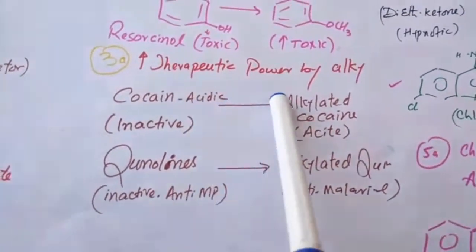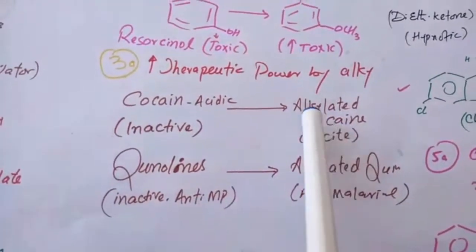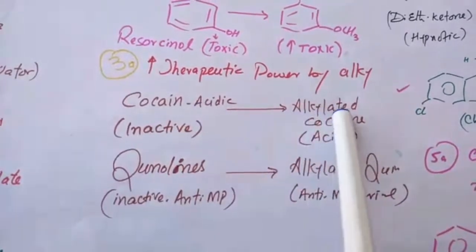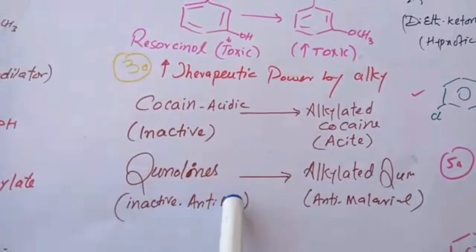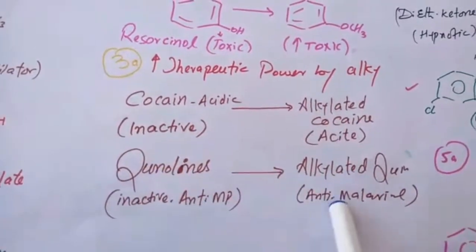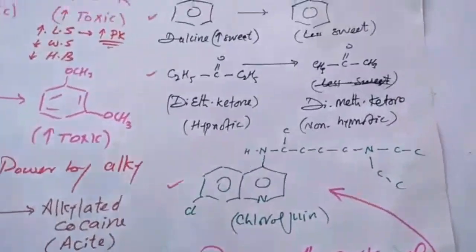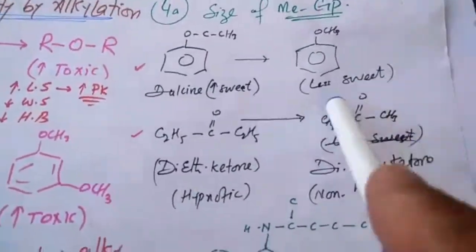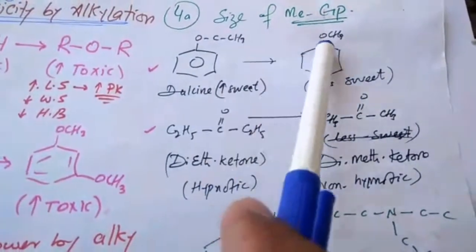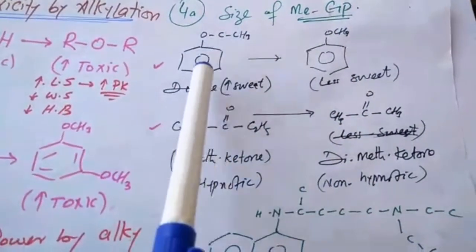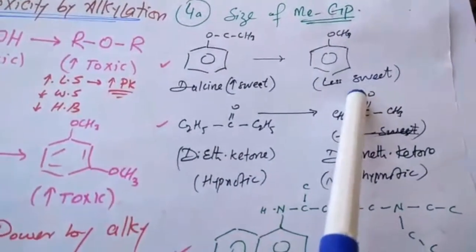Increasing therapeutic power by alkylation: cocaine and alkylated cocaine. This is inactive, this alkylated cocaine is active. Quinoline, this is an inactive antimalarial, but alkylated quinoline is antimalarial. Changing the size of the alkyl group also affects the biological activity. For example, this has an ethyl group, this has a methyl group. Due to this, ethyl dulcin is more sweet and due to this methyl dulcin is less sweet.